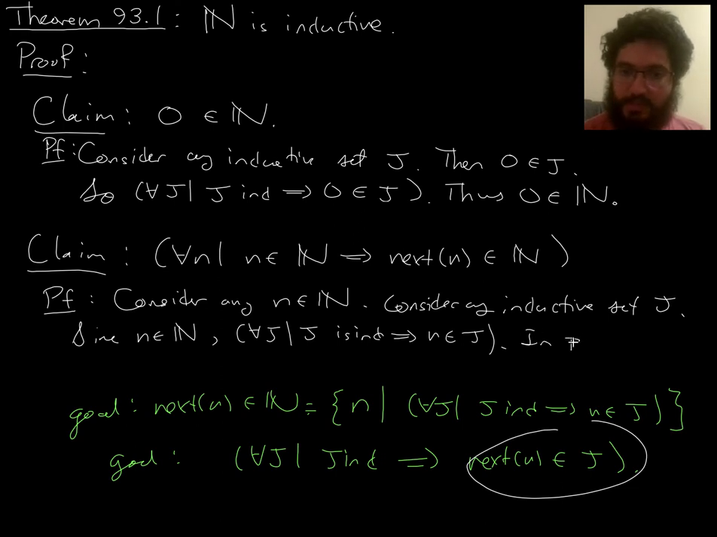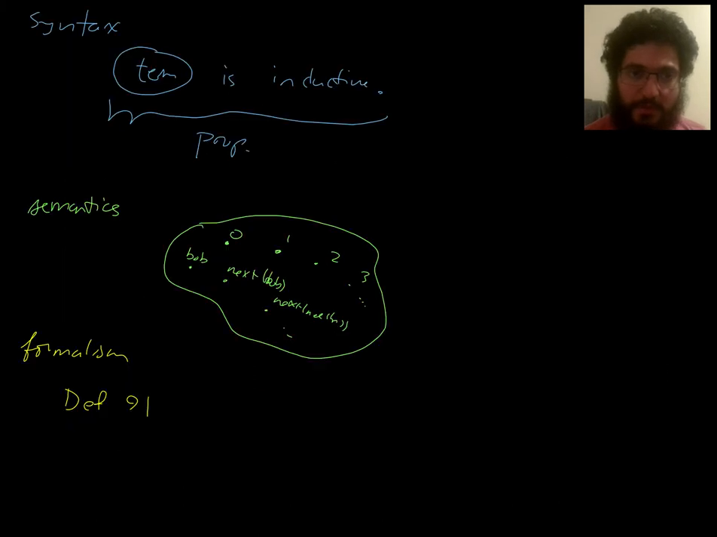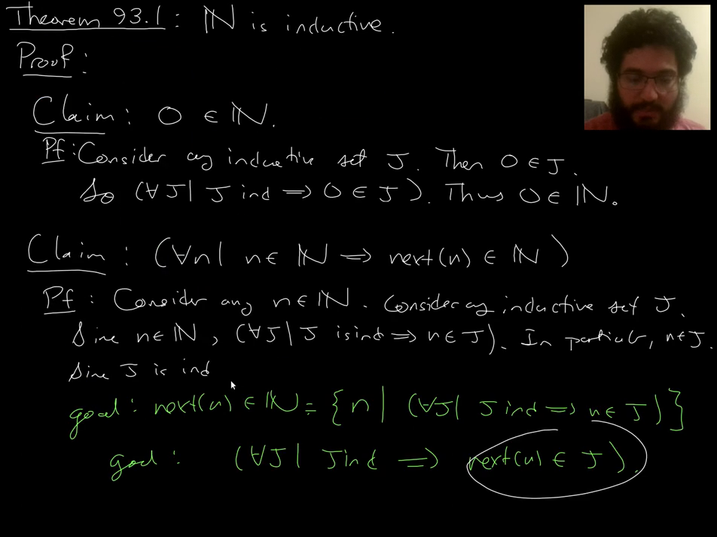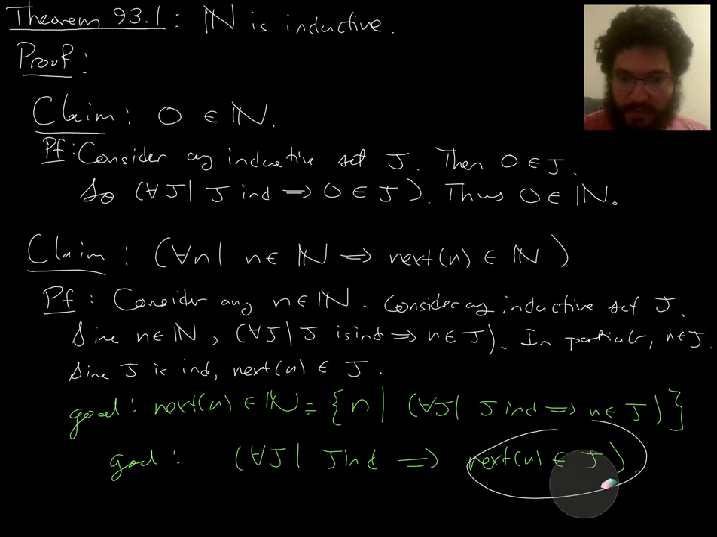So universal instantiation. In particular, n is in the j that we're talking about here, which is not the same as the bound j here. That's just a way of saying that n is in every inductive set. In particular, n is in this j here. Okay, since j is inductive, to be inductive, you have to contain the next of anything that you contain. Since j is inductive, next n is in j. Okay, so now I can conclude that for all inductive j, next n is in j.